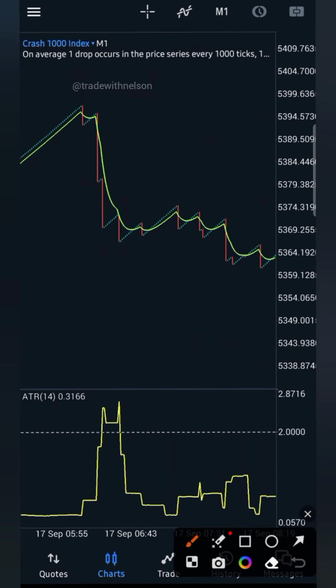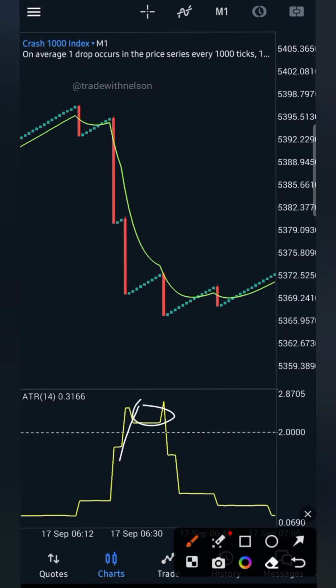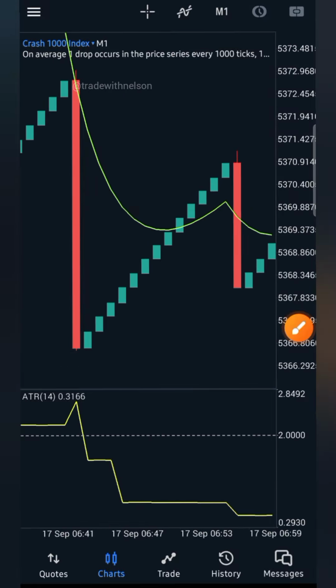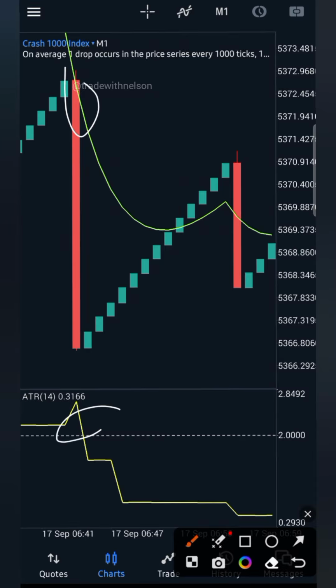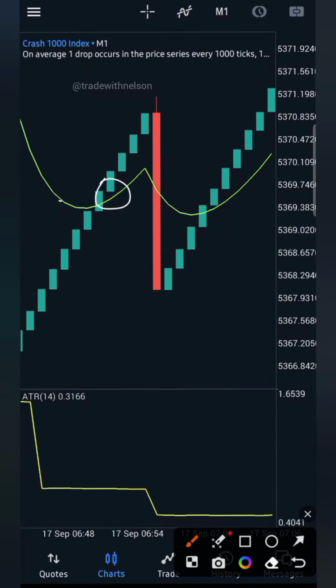You want to be paying attention to when there is a spike to the downside. This spike should push this ATR over the 2 level. Once it enters into the 2 level, then you want to be paying attention to the moving average on your main chart. Let me zoom in so that you can see easily. You want to wait for one candle to generate above this moving average. You can see one candle over here. Once you have that, you enter your buy.